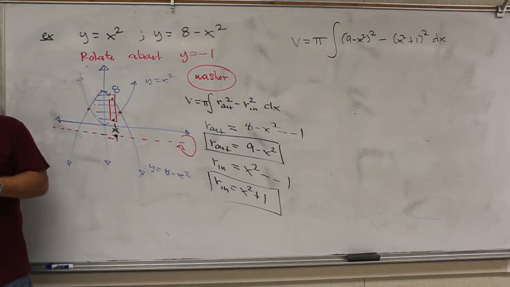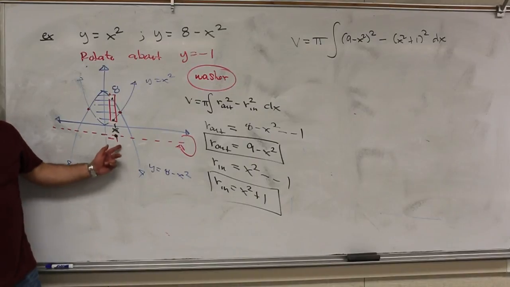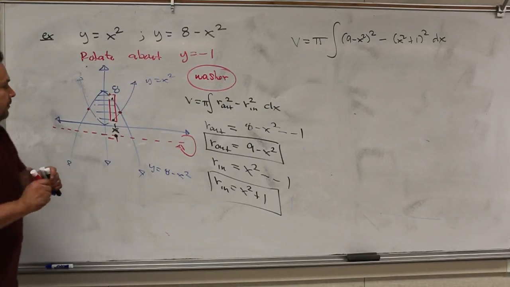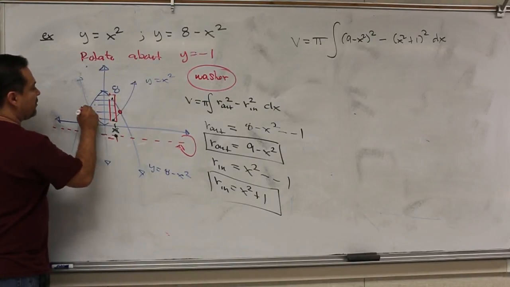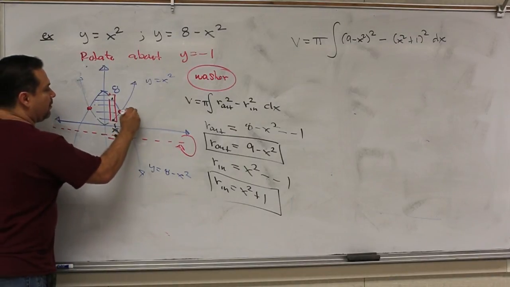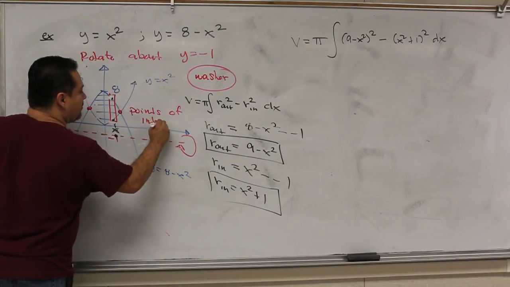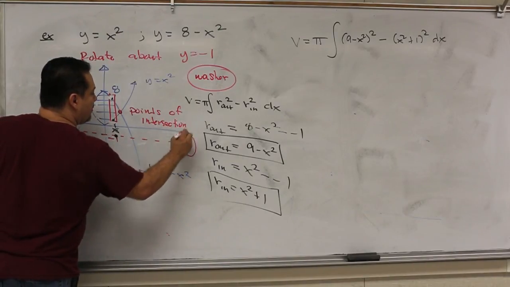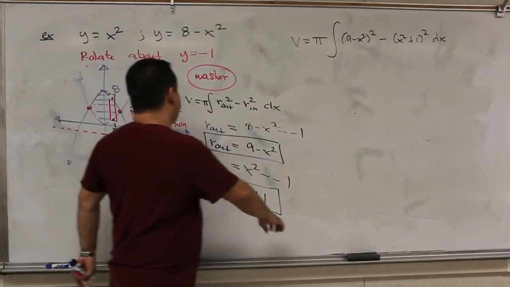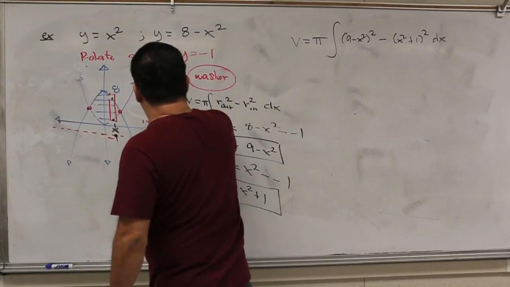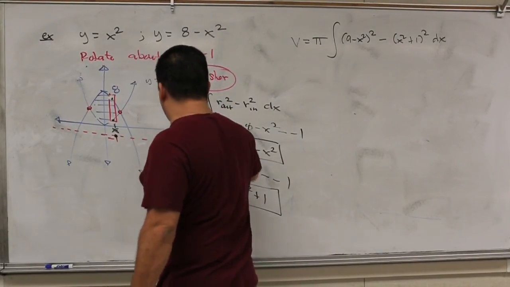We can integrate. We're not going to get our answer yet, though. Why? Don't we need these points of intersection? Right? What are the points of intersection here? Don't we need those points? How do we find them? Set the curves equal.